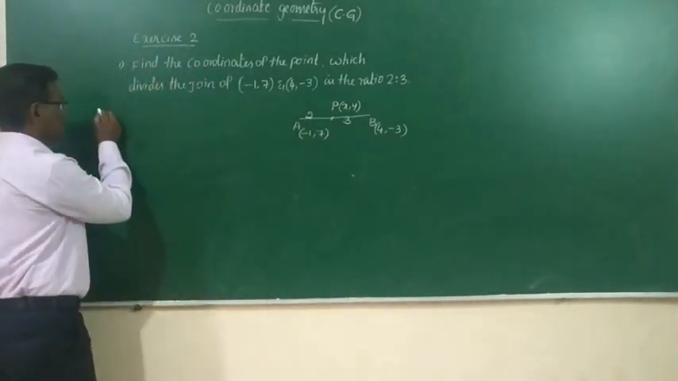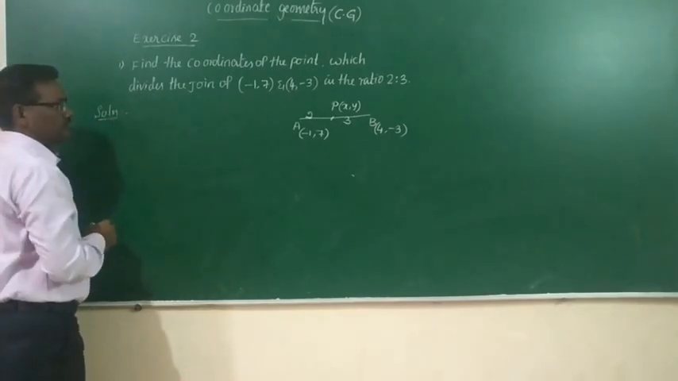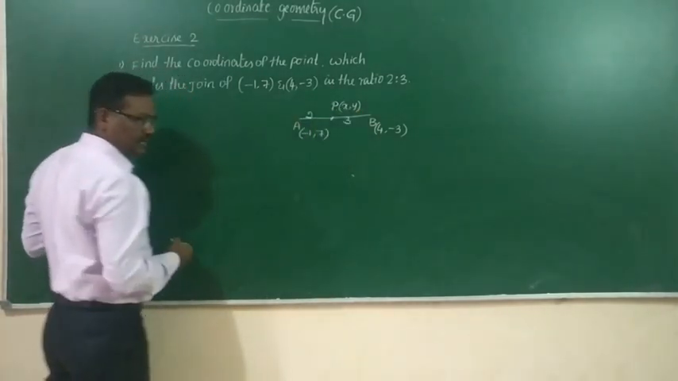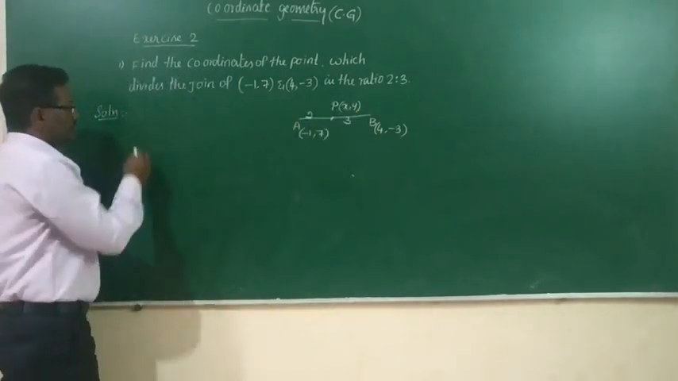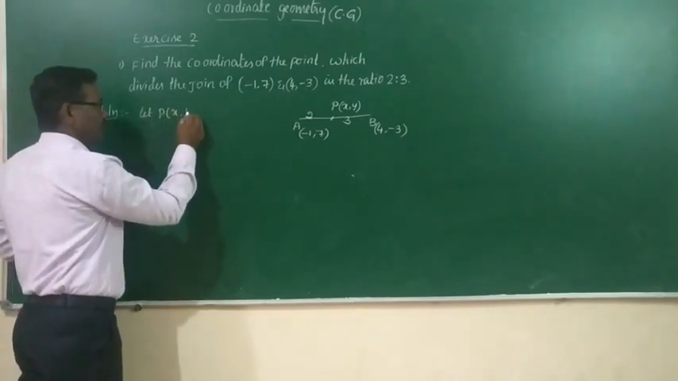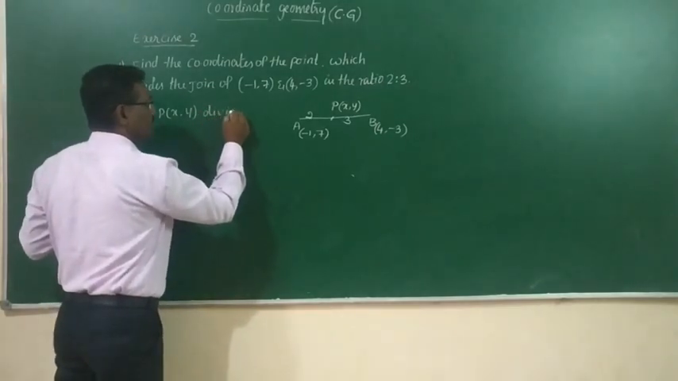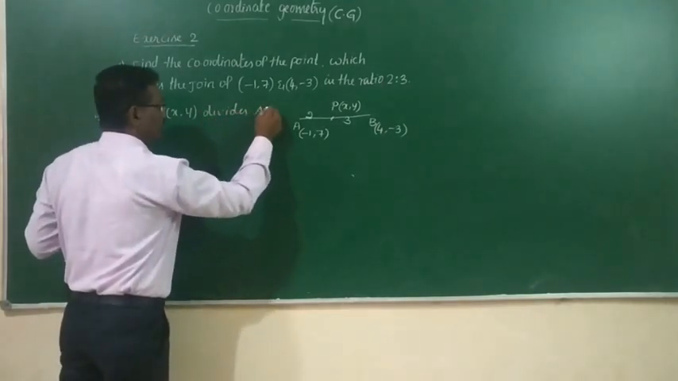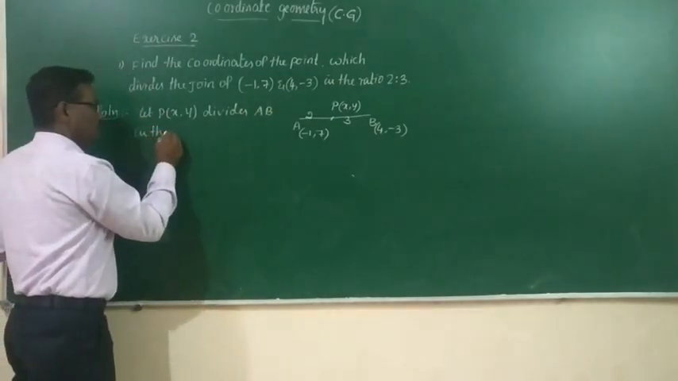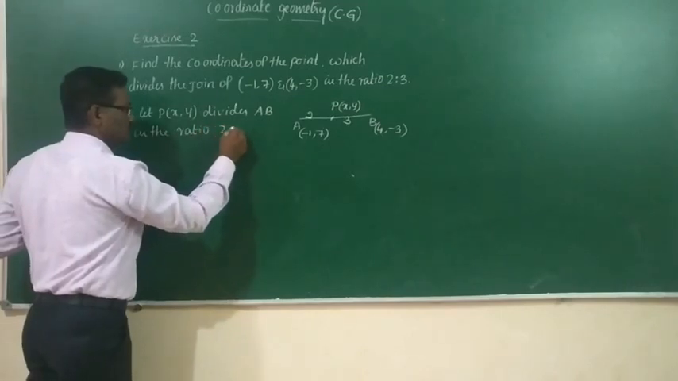Now we have to mention here solution. Which is the required point we have to find out? Required point or solution will be P of x, y, that we have to find out. So here let P of x comma y divide AB in the ratio 2 is to 3.